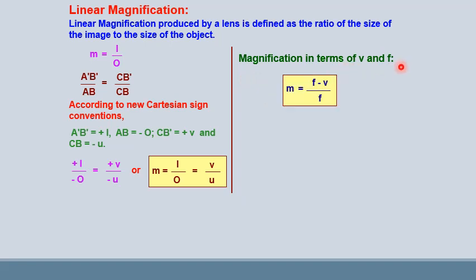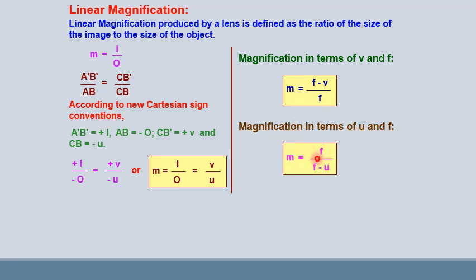Magnification in terms of V and F. M is equal to F minus V upon F. Magnification in terms of U and F. M is equal to F upon F minus U.